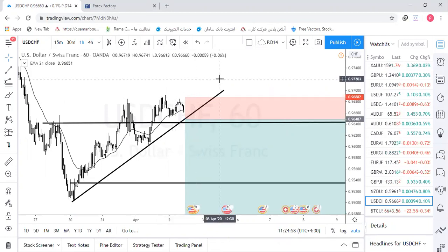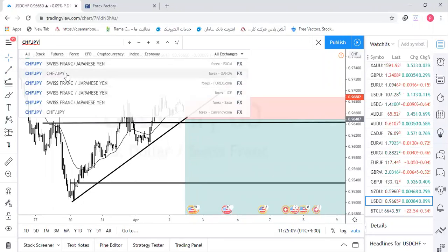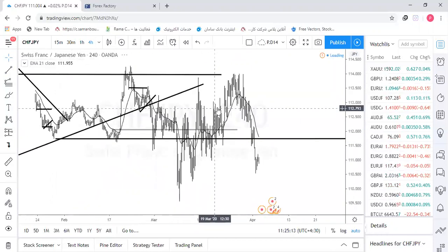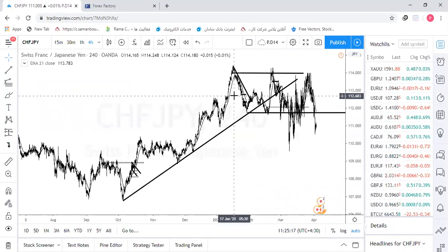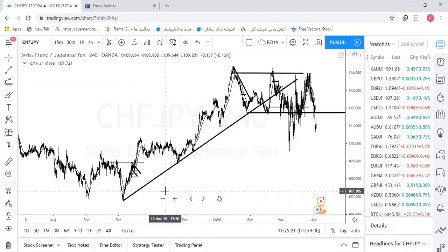39 pips for USDCHF. I'm sorry, for USDCHF. Okay, CHFJPY. Oh, look. Price had a break of the trend line. This is a trend line, you see?